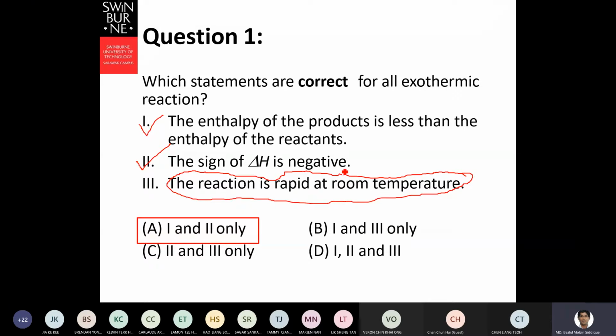is something else. This is the rate of reaction, or kinetics, that we will come to later on. It is not necessarily related to endothermic or exothermic. There are other factors affecting the rate of the reaction.